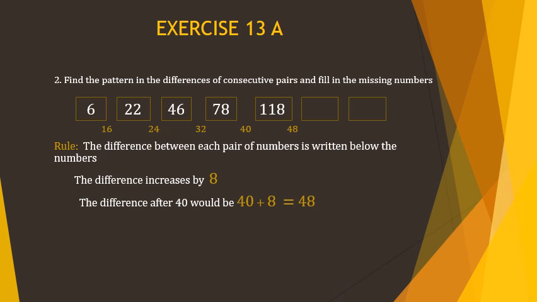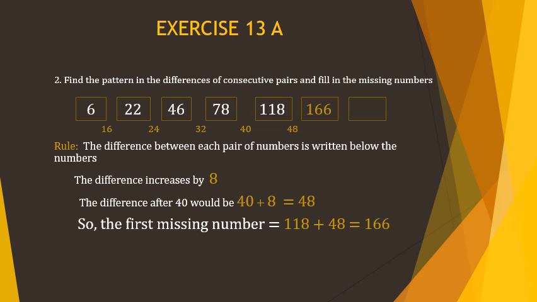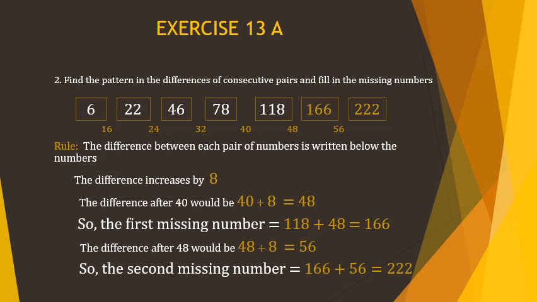The difference after 40 would be 40 plus 8 is equal to 48, and therefore the first missing number is equal to 118 plus 48, which is equal to 166. Now the difference after 48 would be 48 plus 8, as the difference is increasing by 8. So 48 plus 8 is equal to 56, right? Therefore, the second missing number is equal to 166 plus 56 is equal to 222.